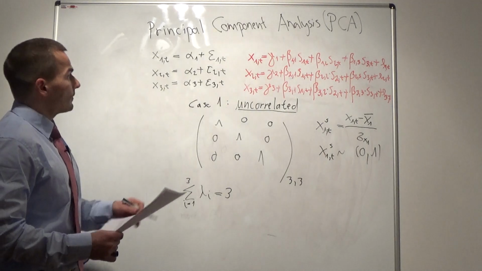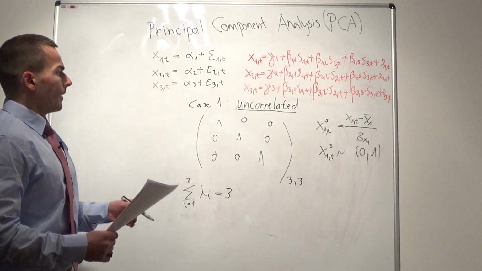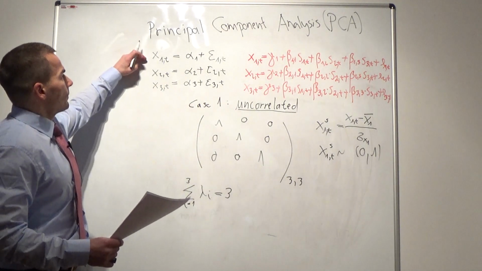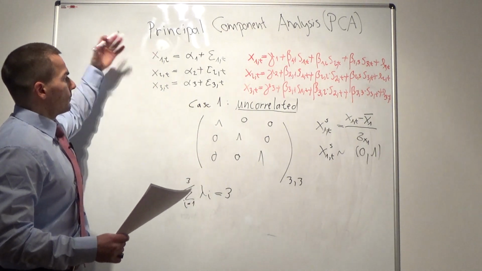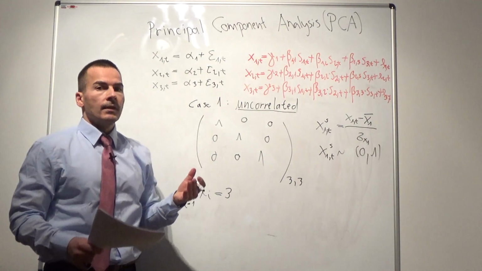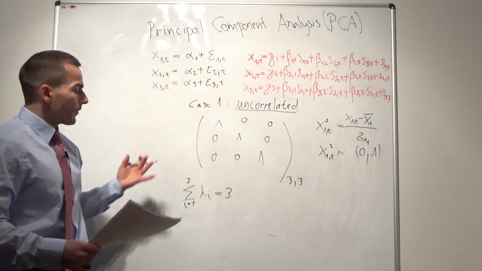And if they are completely uncorrelated, what does that mean? It means that each process explains only itself. So there's no common factor that drives all of them together. Because they are uncorrelated, they're orthogonal.